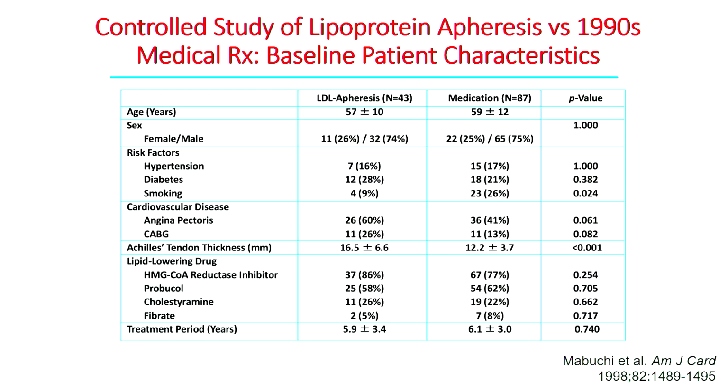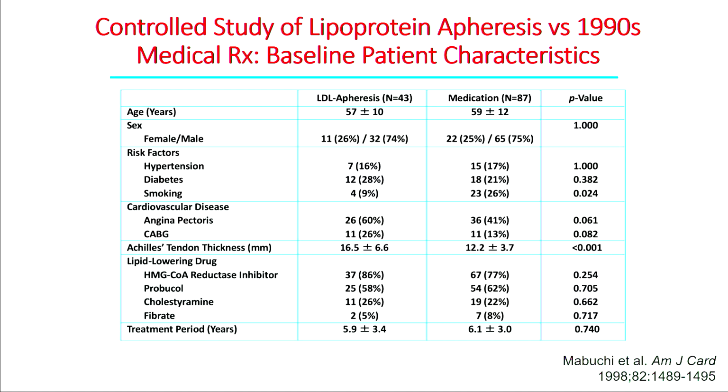This is the table comparing baseline characteristics of these groups. We see they had a similar age in the high 50s, which is like what we see in most cardiovascular studies. They were 3/4 men in each group. We see the risk factor burden. About a quarter of folks had diabetes in each group.